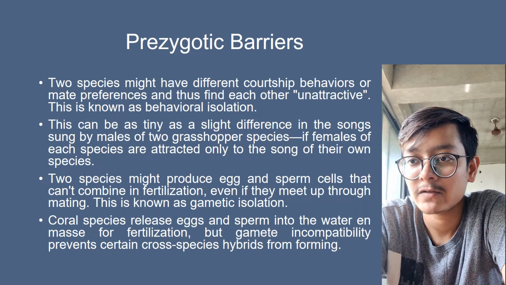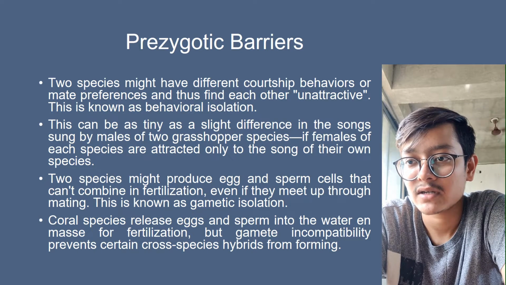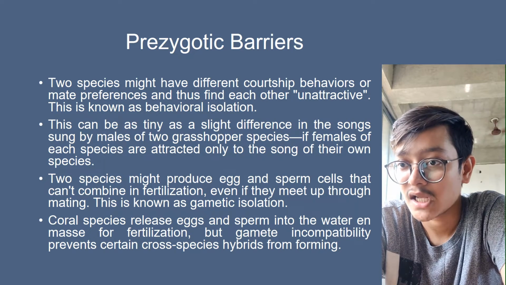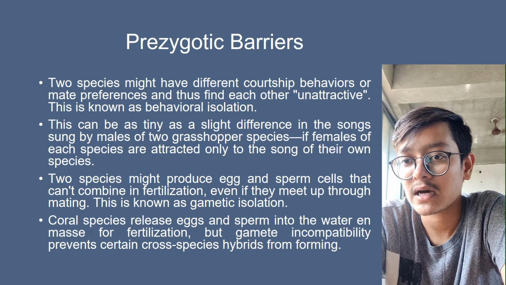Now let us discuss the third scenario. Two species might have different courtship methods or mate preferences and thus find each other unattractive. This is known as behavioral isolation. For example, this can be as tiny as a slight difference in the songs sung by males of two species, where females of each species are attracted only to songs of their own species.